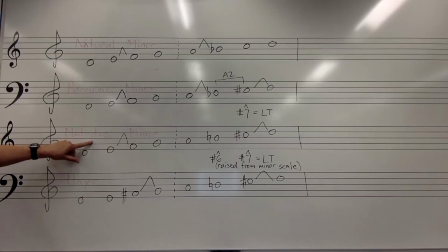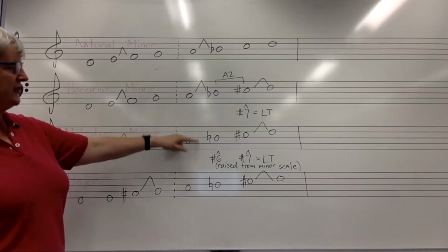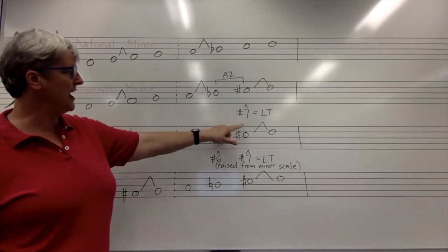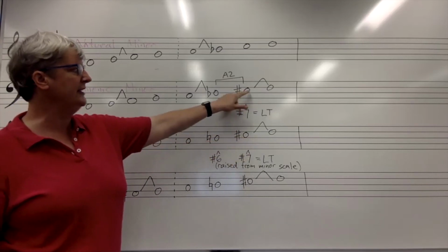Now here's the melodic minor scale. This scale is the same as the natural minor scale until we get to the 2nd tetrachord. And then, like the harmonic minor scale, it has a raised scale degree 7, so that we have a leading tone.